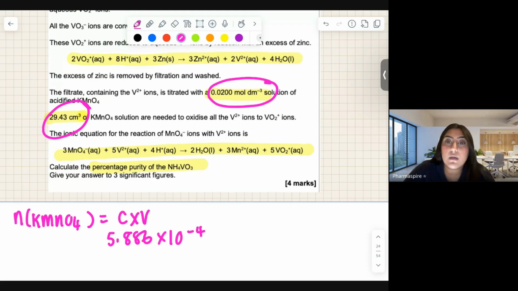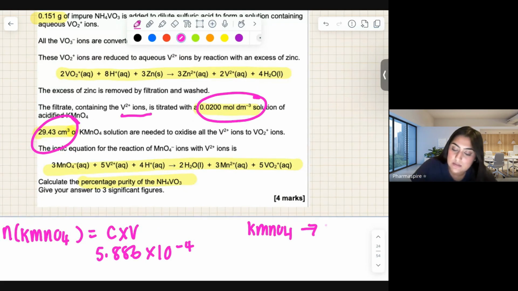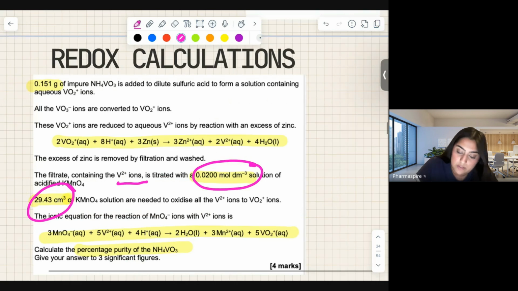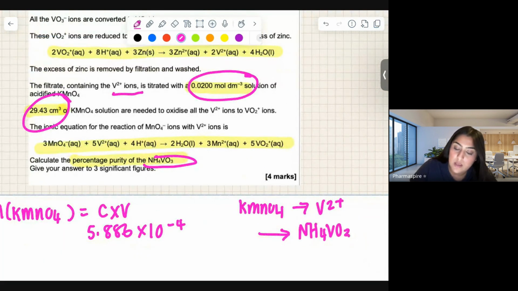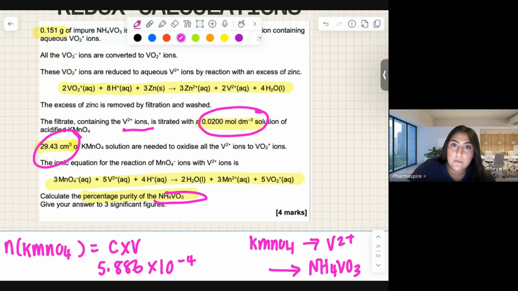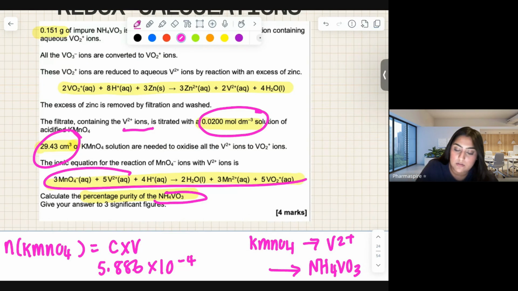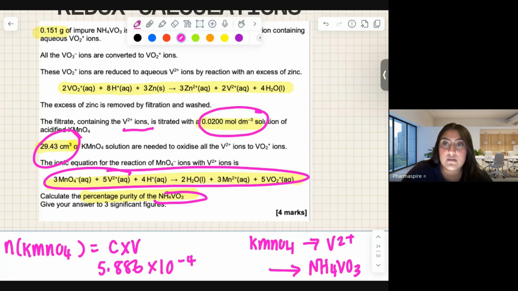Okay, step 2. When you've figured that out, they've given you KMnO4 here. We need to basically go from KMnO4 to V2+ at the start, because they've said they want the percentage purity. That's why I'm saying work backwards. So we've got KMnO4 moles, but we need to know what V2+ is. The way we're going to find that out is in the equation, and the equation would be this one, because that's the one relating them. So you're always going to work out one moles and try and find out what the other thing's moles is by using the equation.